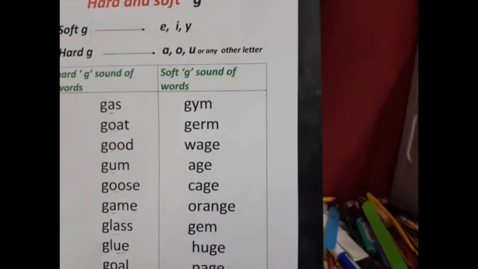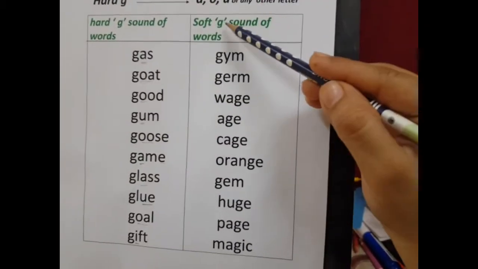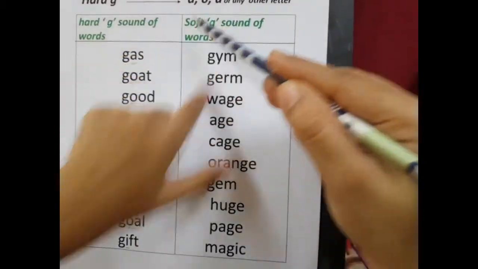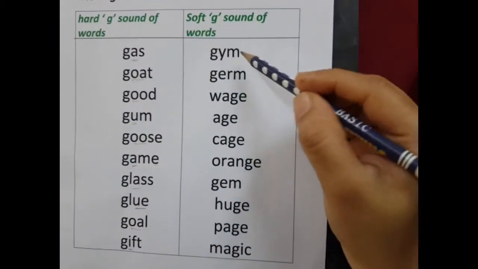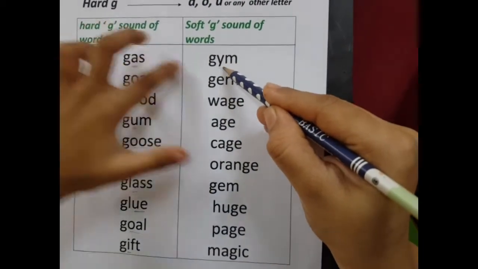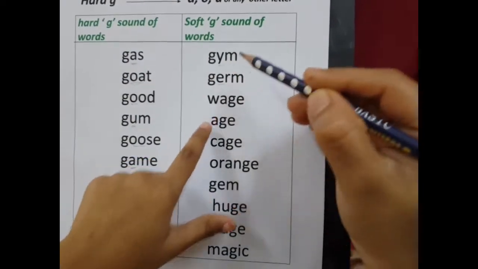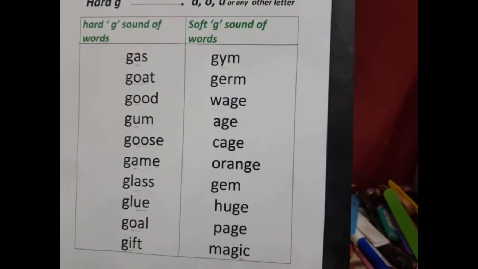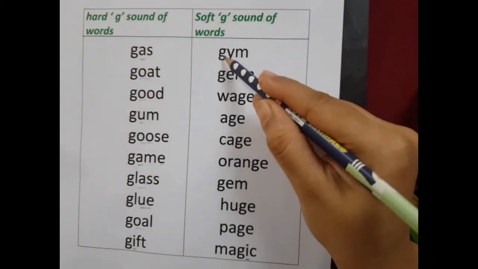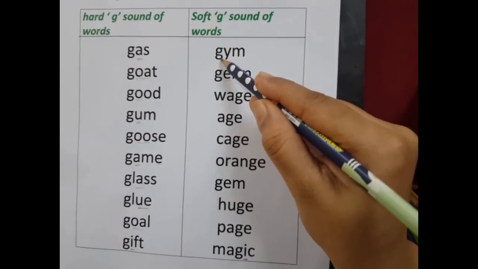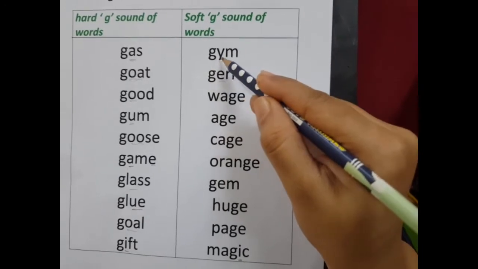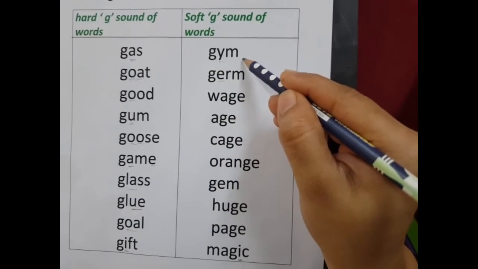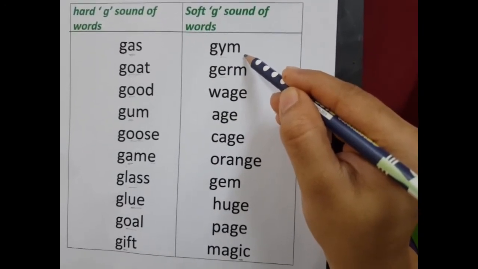Now, we are going to learn about the soft G sound. It makes the J sound. When it comes with Y, E and I, it makes the sound J. Now, tell me, what is G? Here it's going to make the J sound. Soft sound of G. G-Y-M. What is G-Y-M? Gym. Very good.